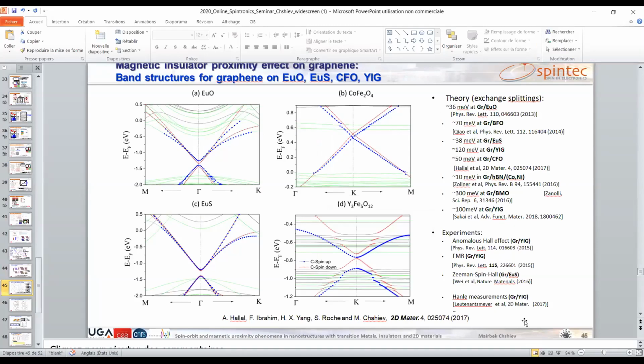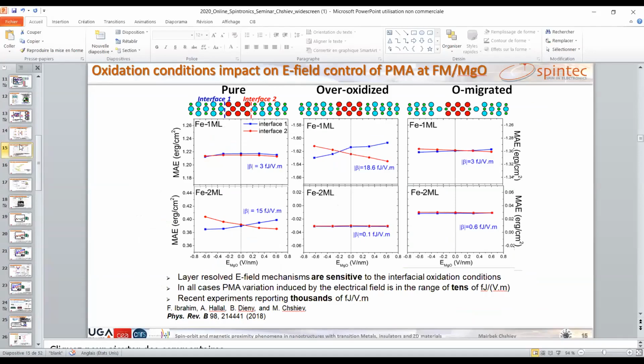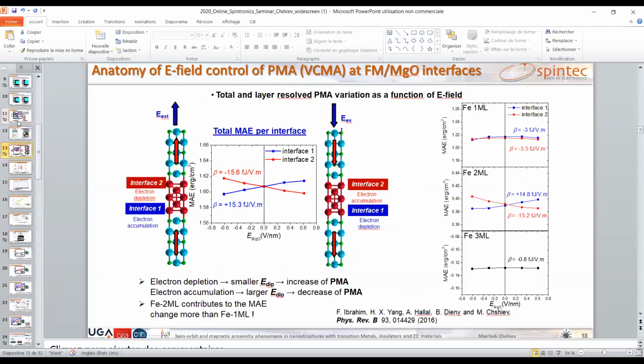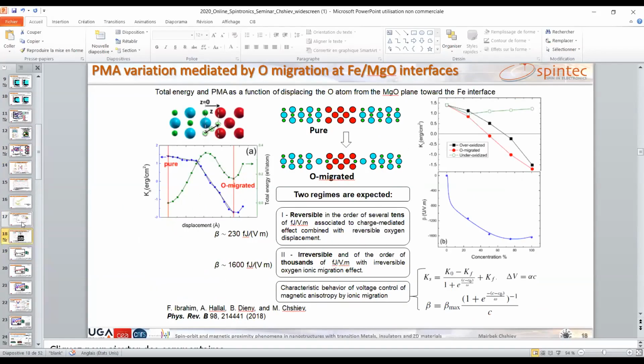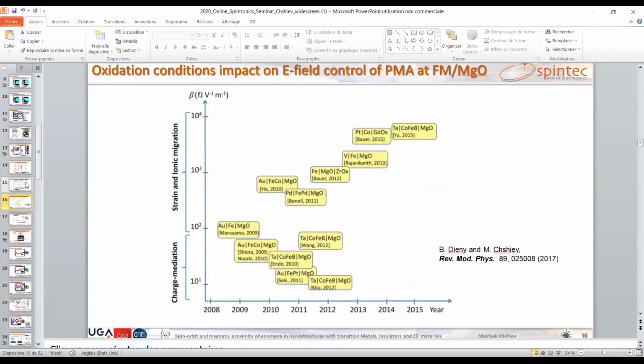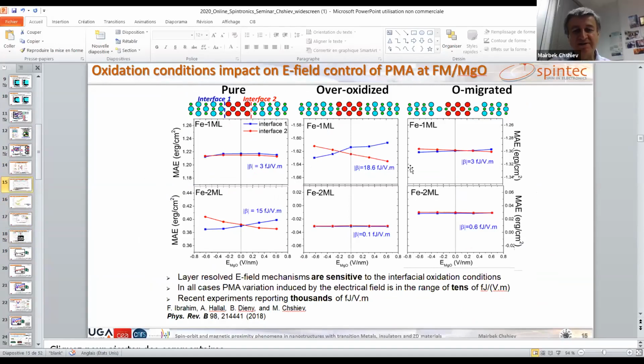Hi, Mairbek. Thank you very much for this very interesting talk. I have a question about the first part, which is about the VCMA. So basically, I think the conclusion was that in a perfect interface, not over-oxidized, not under-oxidized, the VCMA effect was maximized. Is that a correct understanding? I think you're talking about this slide? Yes, I'm talking about this slide.